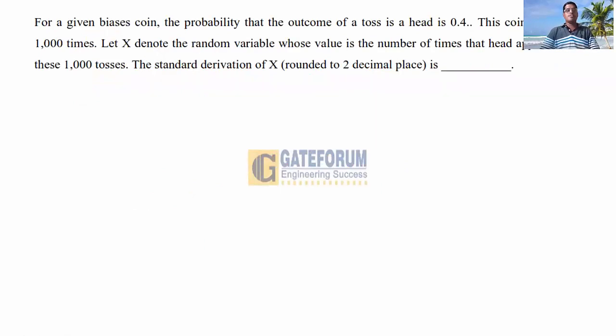The question is: for a given biased coin, the probability that the outcome of a toss is a head is 0.4. This coin is tossed 1000 times. Let x denote the random variable whose value is the number of times that head appeared in these 1000 tosses. The standard deviation of x rounded to 2 decimal places is. This question is from engineering mathematics, from the topic probability and statistics, subtopic distributions, random variables.